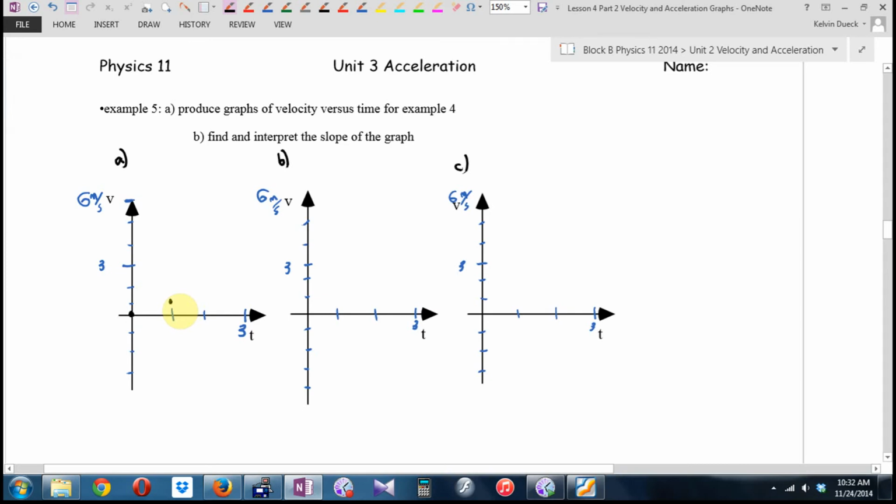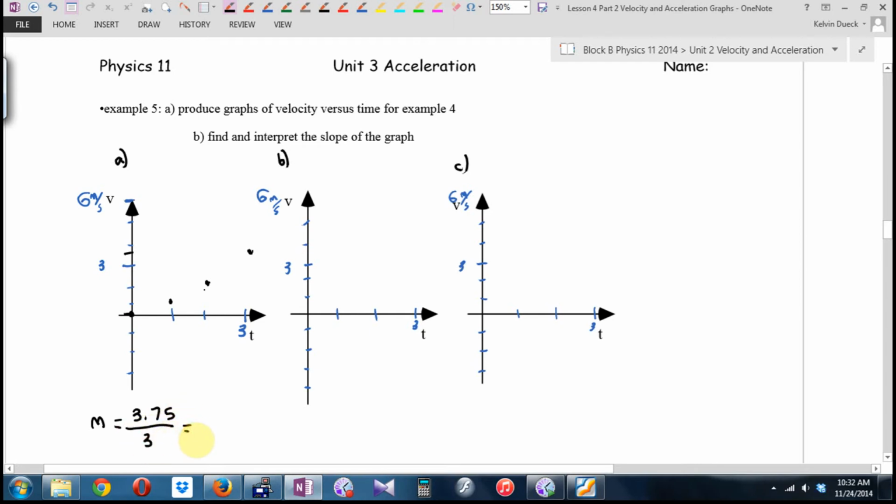After 2 seconds, about there. After 3 seconds, yeah. Now this should be a straight line, but we're rough freehanding. But here's what I want to say. What is the slope? What's the rise? 3.75, right? Because that's the highest we got. What's the run? 3 seconds.